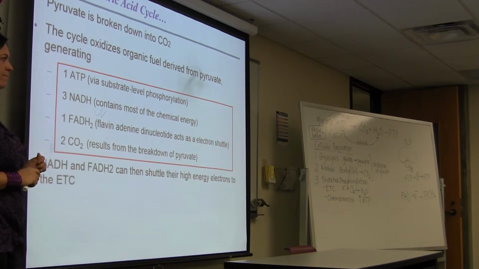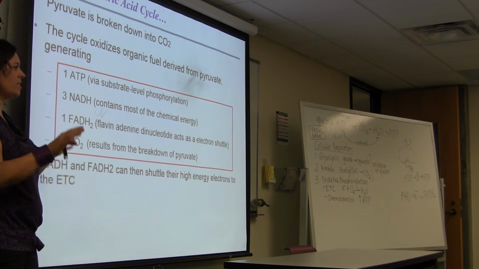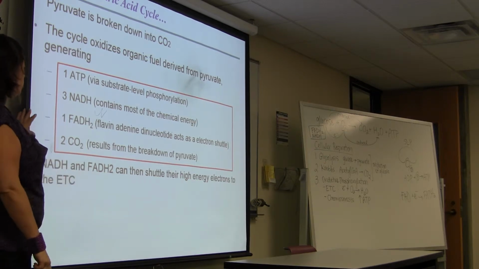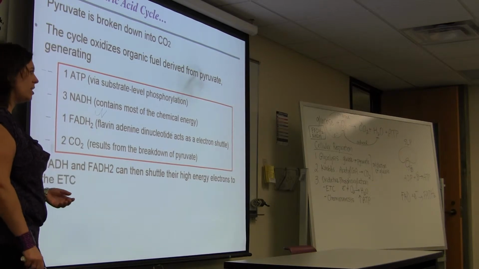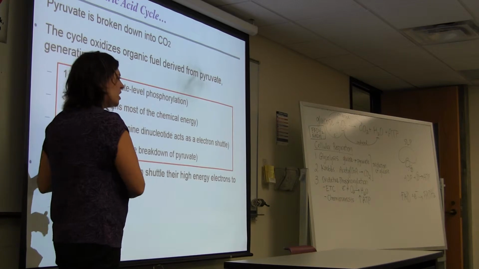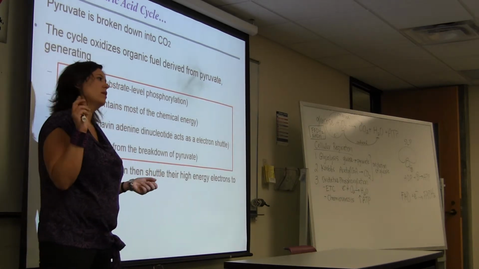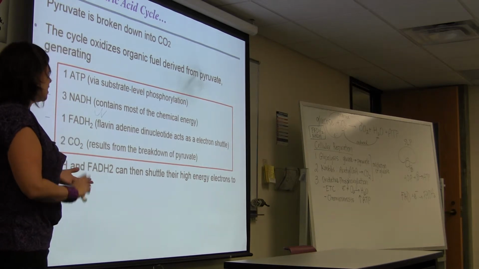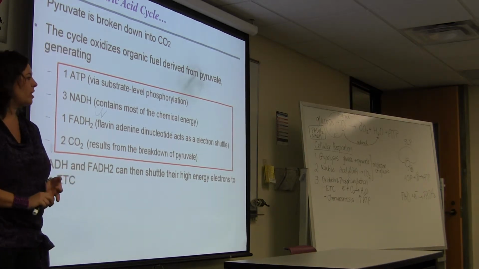Questions? All right. And like I said, you're not responsible for memorizing all the stuff in the cycles, which is why we're going over the products. For each one of these processes, you need to know what you start with and what you end with. So in the Krebs cycle, we start with 2 acetyl-CoAs, and we end up with 2 ATP, 6 NADH, 2 FADH2, and 4 carbon dioxide.